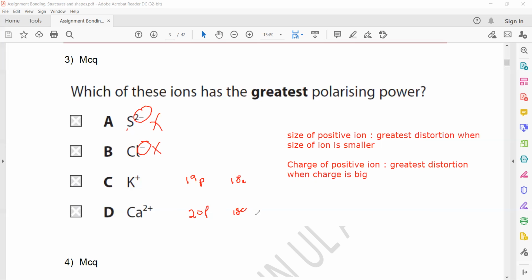So 20 protons will apply a greater force, so the size will be smaller for the calcium ion. And when we check, the charge is greater, so that's why calcium will have the greatest polarizing power here. Is it clear? Question 3.